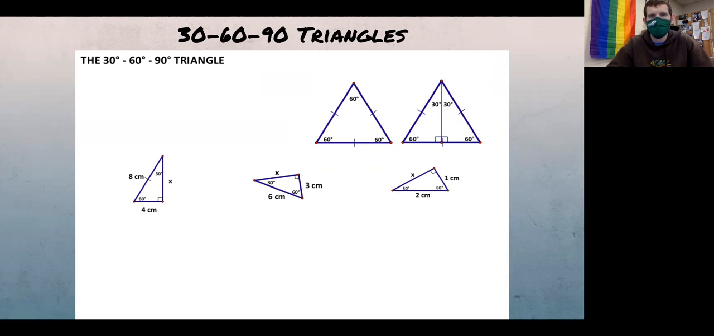You already know the ones for the 45, 45, 90. It can make our calculations go a lot faster knowing those rules. So let's jump into the 30, 60, 90.